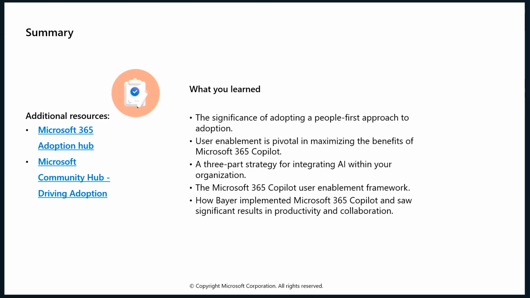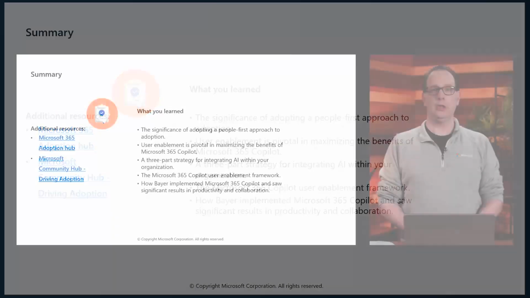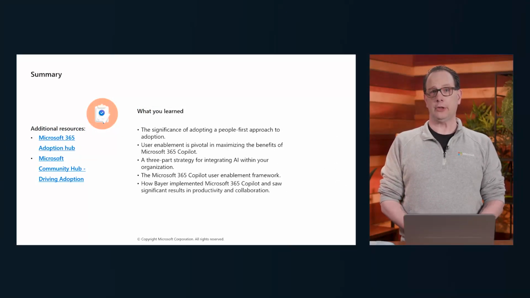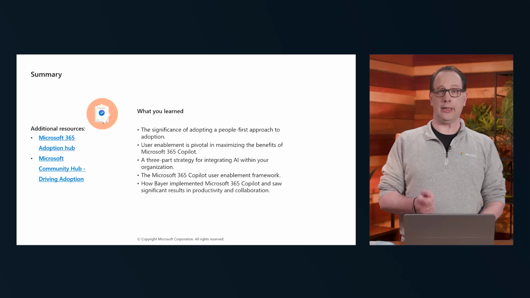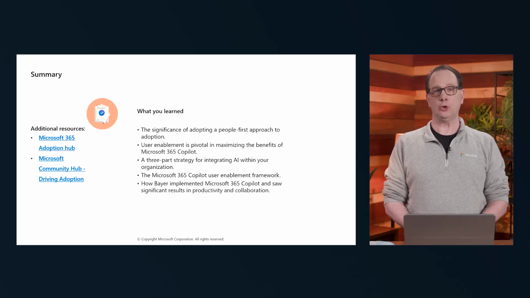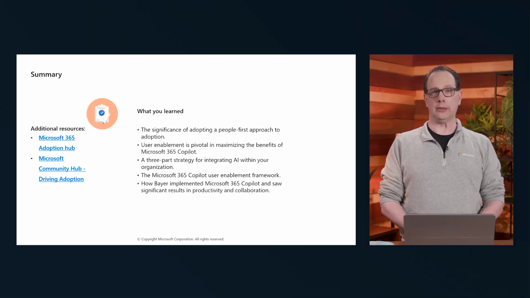So with that, we're at the end of this module, where you learned the significance of adopting a people-first approach when integrating AI, such as obviously Microsoft 365 Copilot, within your organization. Really highlighting the importance of human connections, building communities of practice, and understanding users' emotional journeys. You learned that user enablement is pivotal in maximizing the benefits of introducing Microsoft 365 Copilot.